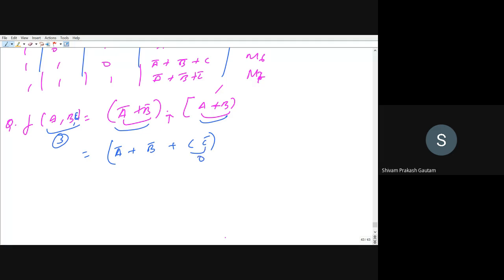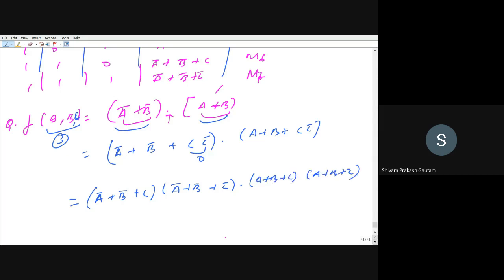Because c into c bar will be 0. Dot a plus b plus c into c bar here as well, right? And if you open the bracket and solve it, you will have a bar plus b bar plus c, a bar plus b bar plus c bar dot a plus b plus c, a plus b plus c bar. So you can see we have represented the function, that is a bar plus b bar into a plus b, in standard product of sum form, right? And if you want to calculate the max term, you can calculate the max term as well.